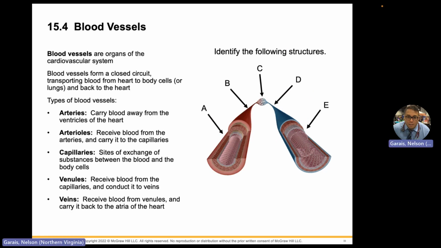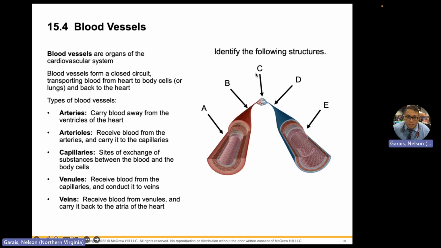Know the differences between arteries and veins. Arteries have a thicker tunica media, therefore they are under higher pressure than veins. Veins have a thinner tunica media and are under relatively lower pressure, and they have valves built in on the veins to prevent backflow. The arteries are located deep. They are also the locations of your pulses, and your veins are located more superficially.